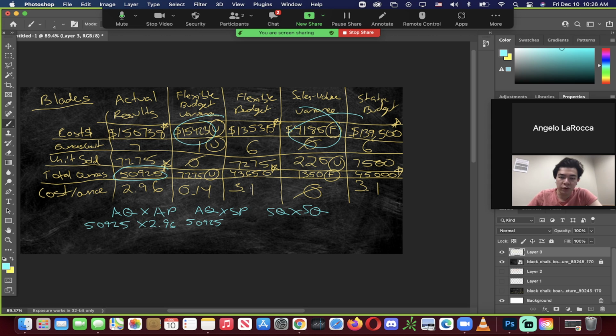SQ now we're going to pull from the flexible budget quantity. Remember, this is the static quantity, but we pull it from the flexible budget: 43,650 times, oh, and this should be price. My bad. It's $3.10. Right, now let's calculate those out. Let's plug it in the good old calculator.